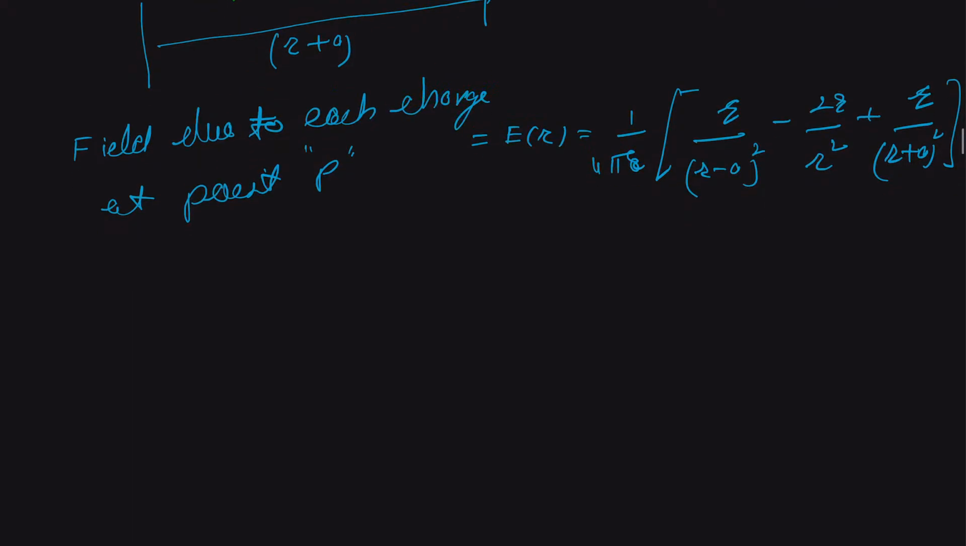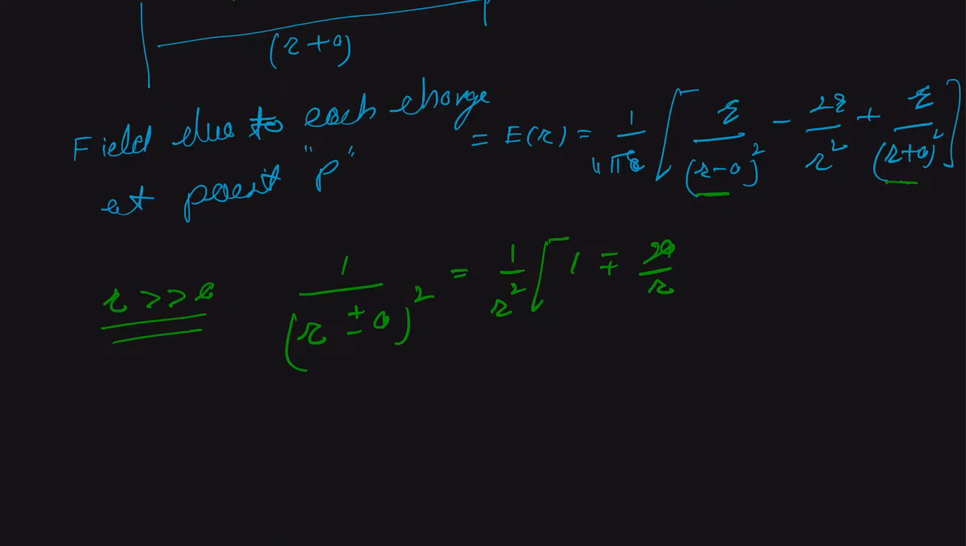And for our solution, like I said, we have to keep in mind that the value of r is very much greater than the value of a. So we are only interested in this factor r plus minus a whole square, because we have these two values, so we can just solve it together. And we can take 1 upon r square as common. It will be coming as 1 minus plus 2a upon r, and that will be plus 3a square upon r square, plus and so on.